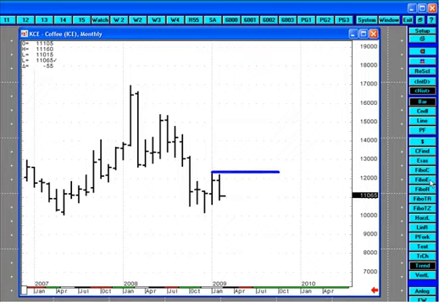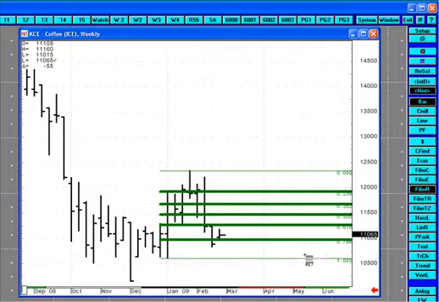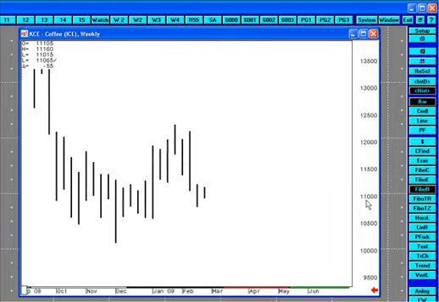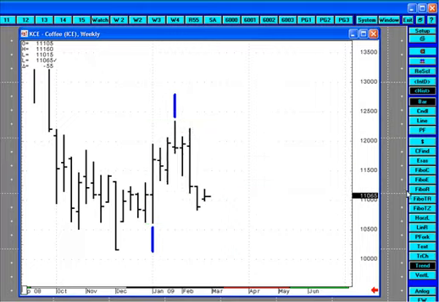This being the case, what I'd like to do is simply do a Fibonacci retracement of the range we've experienced thus far. So what I'm looking at now is the weekly price chart. Here is January's low. Here's January's high. Let me redraw that.